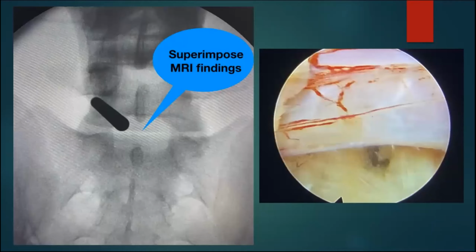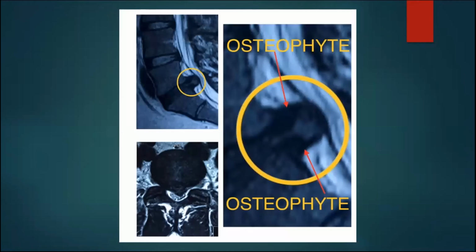Once we take an X-ray shot, we need to superimpose the MRI findings so that we can understand how laterally we should go to get the desired result, like on the right side. Also, there are superior and inferior end plate osteophytes or hard fibrous structures that we need to address. Otherwise, just a simple discectomy might leave residual symptoms.